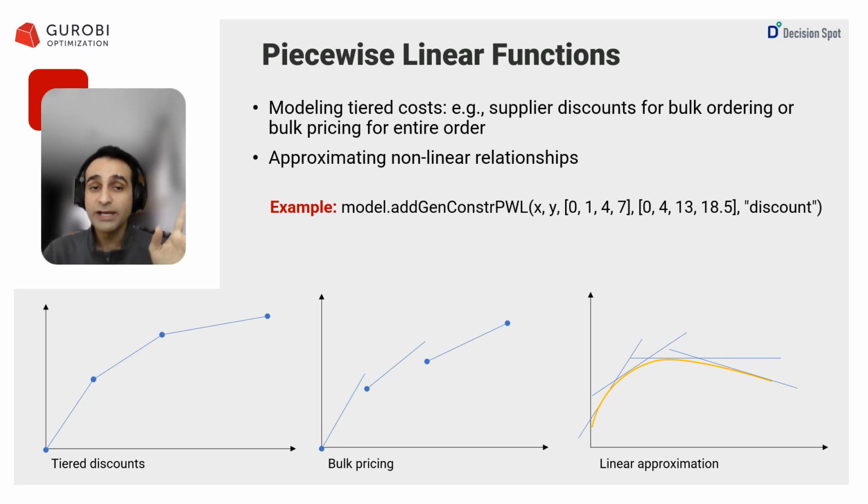Hey, buy 2 and the third one is 50% off. Or the price of something is $5, but it's $4 if you buy 10 units or more. In both of these examples, piecewise linear functions can capture the relationships between different values and the tiers or breakpoints accurately. Another common use for piecewise linear functions is a linear approximation of nonlinear functions.